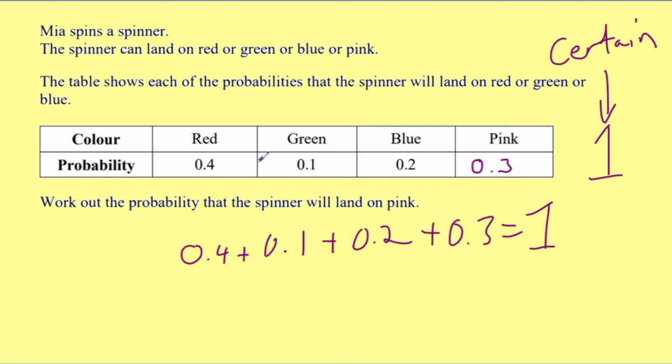We can only ever get in this spinner, we can only get any of these. There's no other option. So that's why it has to add up to 1, 1 being certain. It's certain that we're going to get a red, a green, a blue, or a pink, one of those. Okay, that's why it adds up to 1. So whenever we're missing a number, we just start with 1 and take the others from it, or add them up and then see what's missing to make up to 1.